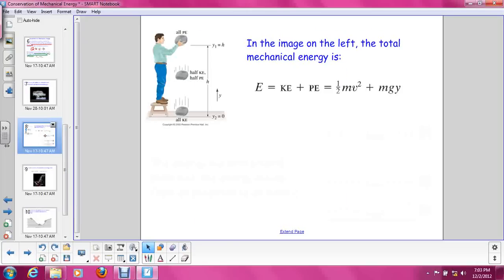So in the image to the left, there is a guy holding a boulder, and then he drops it. Up at the top where he's holding the boulder, it is not moving yet, so it doesn't have any kinetic energy. But it is raised at some height above the ground, so we say it has gravitational potential. So the kind of energy in the boulder right here in the system is all gravitational potential.